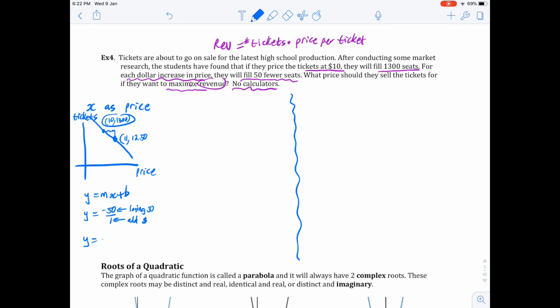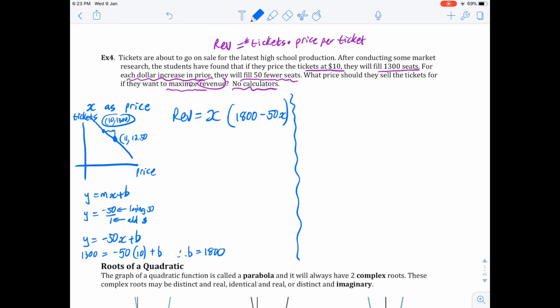And so we have y equals minus 50x plus b, where b is my y-intercept. I'm going to sub in the coordinates of either one of these 2 points in order to solve for b. In this case, y is 1300 when x is 10, and that allows me to solve for b, which is going to be 1800. My revenue function is now going to be x, the price, multiplied by the number of tickets, which is 1800 minus 50x.